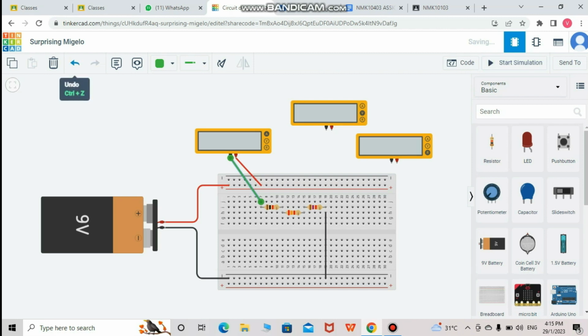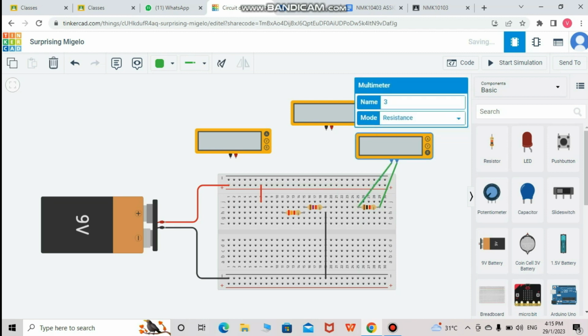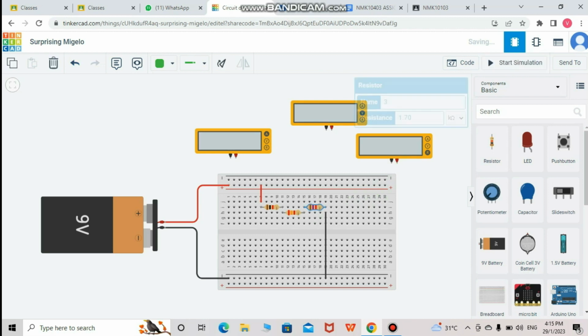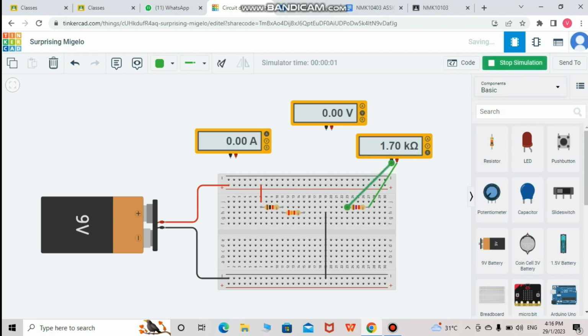Next, I will show how to measure the 3 resistors. We need to change to resistance. The first resistor reading is 1.00 kilo ohm. The second one is 2.30 kilo ohm. The third one is 1.70 kilo ohm.